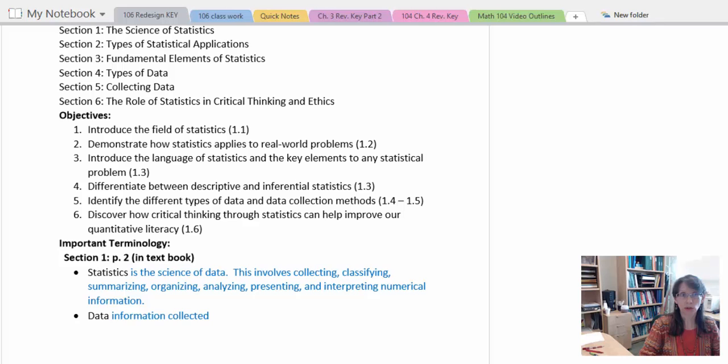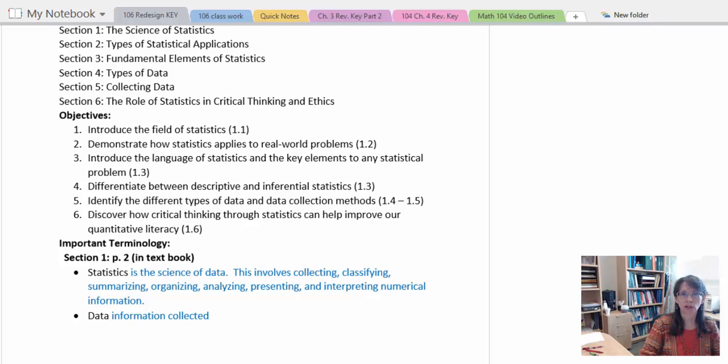In this course, we're going to introduce the field of statistics and demonstrate how statistics is applied to real-world problems. We'll introduce the language of statistics and key elements to any statistical problems. We'll differentiate between descriptive and inferential statistics, identify different types of data and data collection methods, and finally we'll discover how critical thinking through statistics can help improve our quantitative literacy.